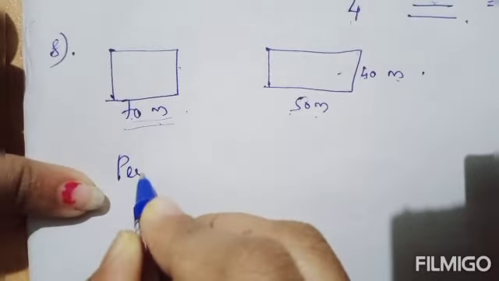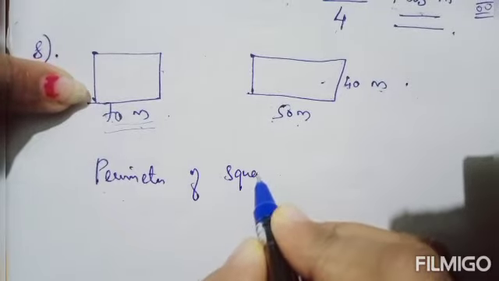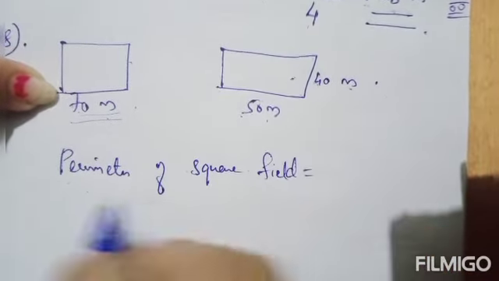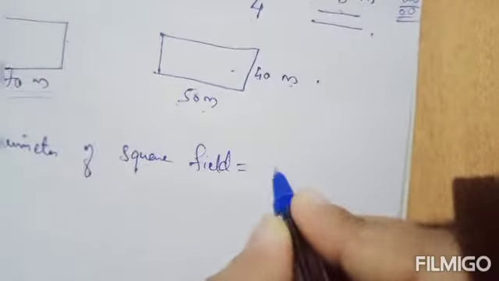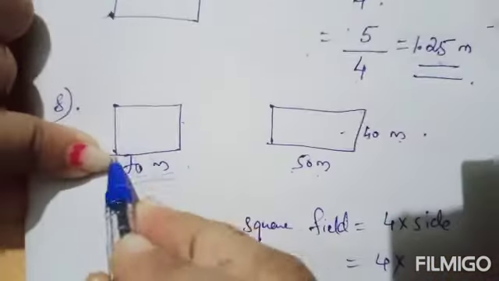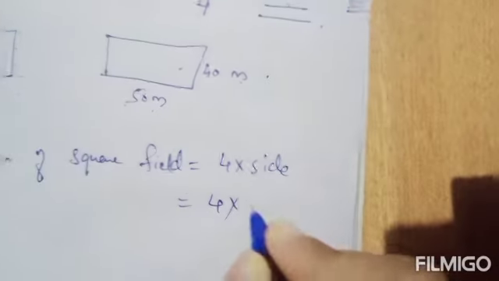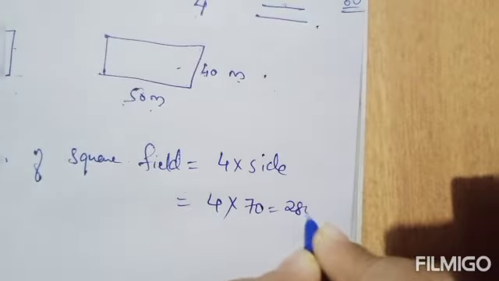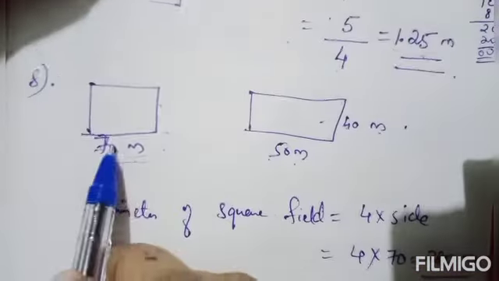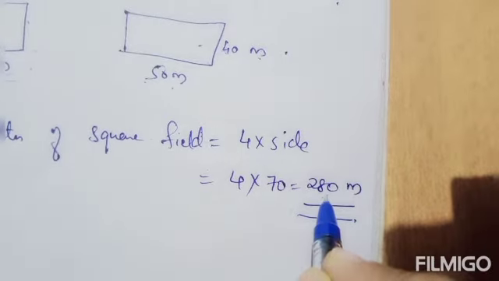So first find the perimeter of the square field. Perimeter of a square, what is the formula? 4 into side. So 4 into, what is the side? It is 70 meter, it is given in the question. So 4 into 70 you will get 280. The unit will be meter. Here the side is given in meter, so the perimeter will also be in meter.